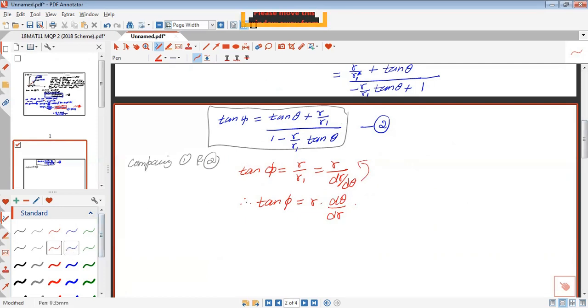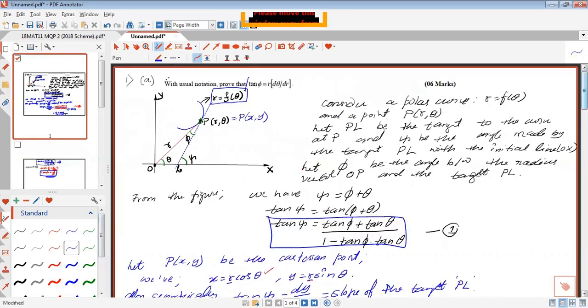Hence, we have proved tangent of the angle between the radius vector and the tangent, that is tan phi is equal to r times d theta by dr. Tan phi is equal to r times d theta by dr. Okay, this is the required proof. Let's observe the question with usual notation. Here we have proved tan phi is equal to r times d theta by dr.